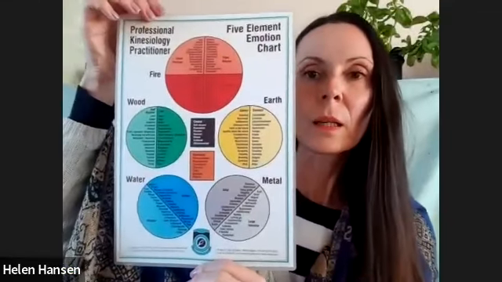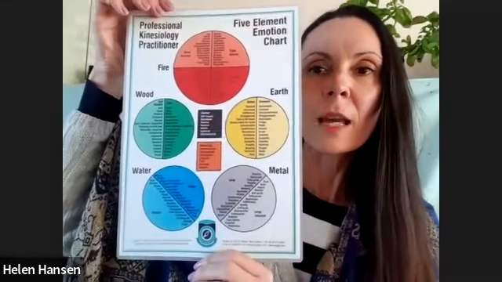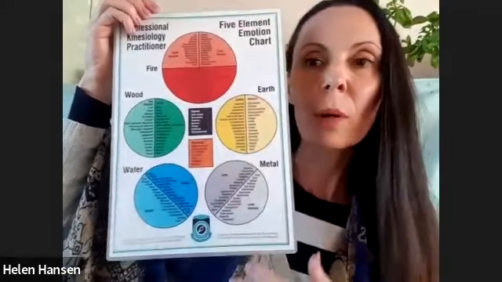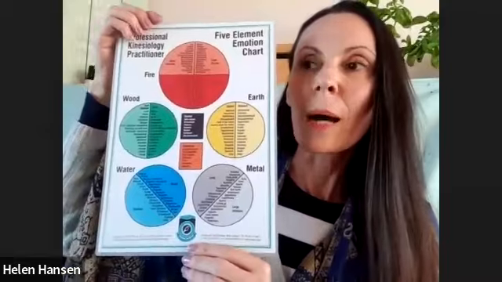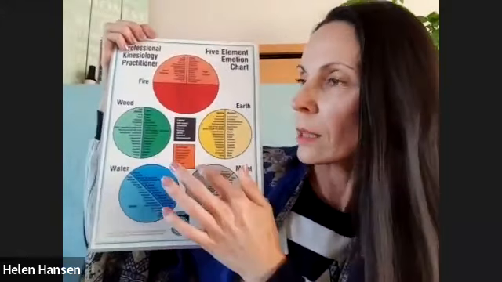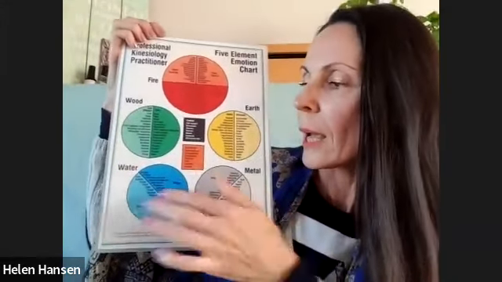So if I show you very quickly here, there are your five elements with your parents in the middle. This is my emotional chart that I work with, but it shows you your water, wood, fire, earth, and metal. And we've got our yin meridian and our yang meridian in each of these. So we go through that in the course and explain the archetypal psychology behind that.